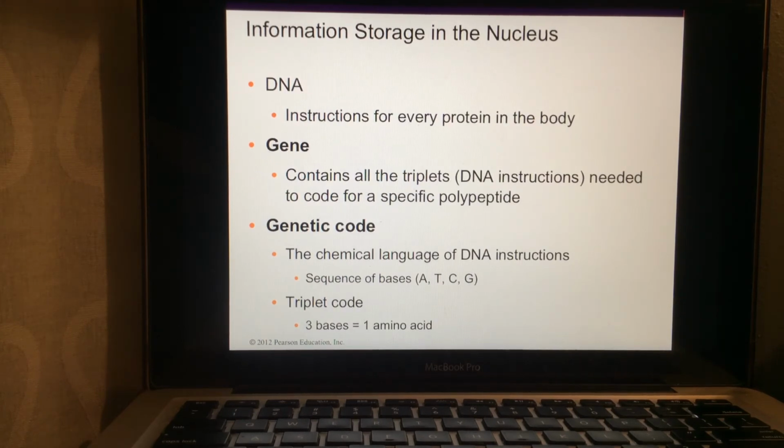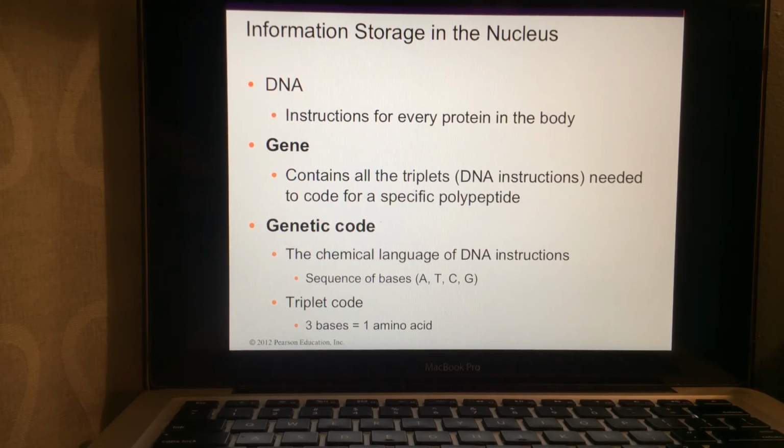So, DNA is going to have instructions for every protein in the body. They're a very unique sequence of amino acids. The gene will contain all of the triplets or DNA instructions needed to code for a specific polypeptide. So a single DNA molecule will be pairing DNA strands held by those hydrogen bonds. Remember that double helix. And they have the complementary nitrogenous bases: adenine, guanine, cytosine, thymine, and that's that chemical language.